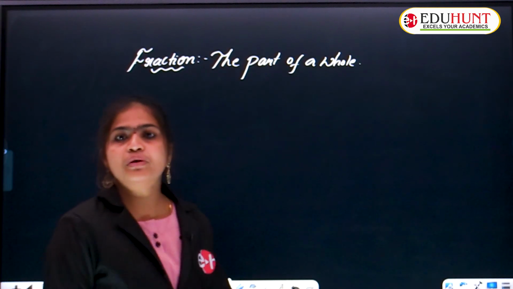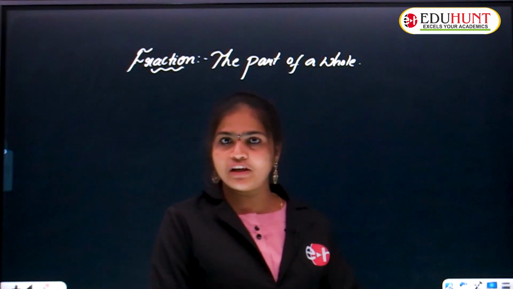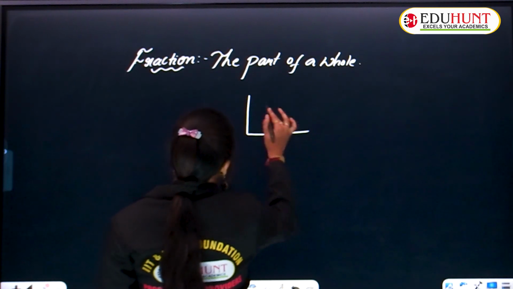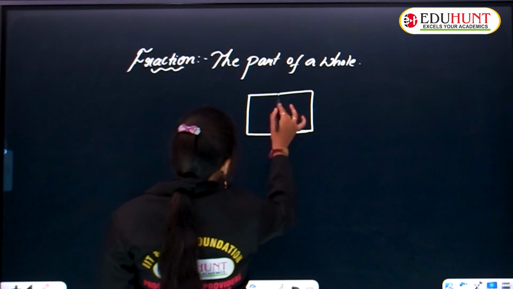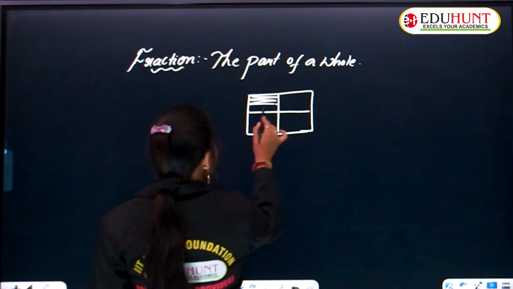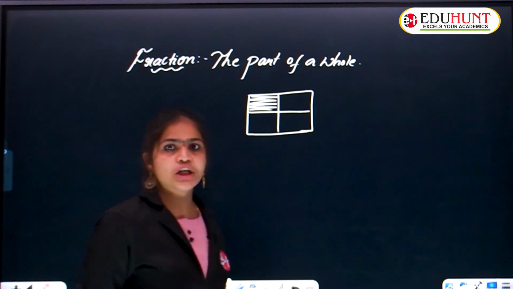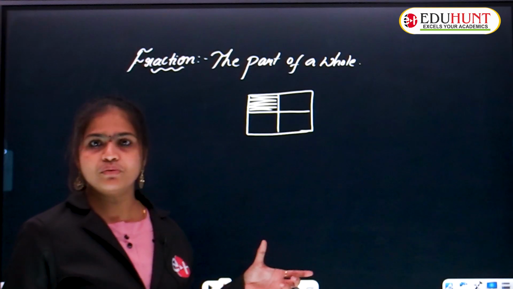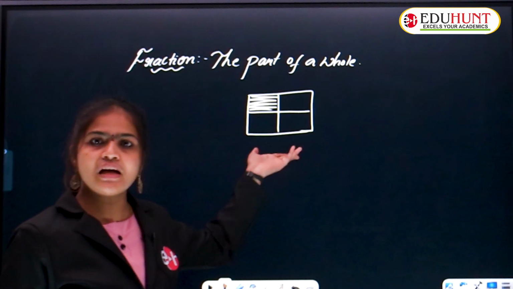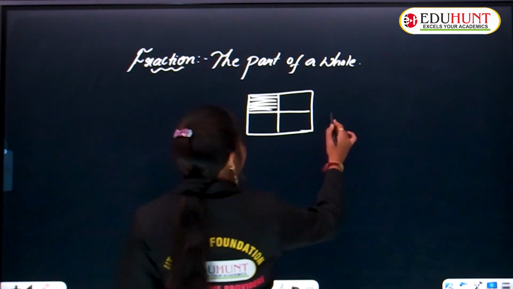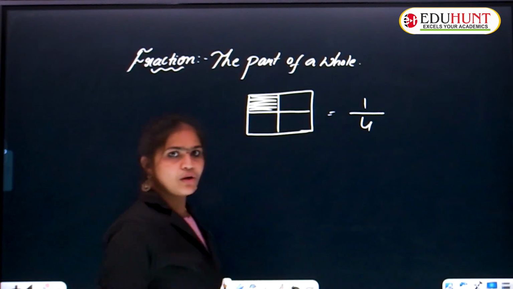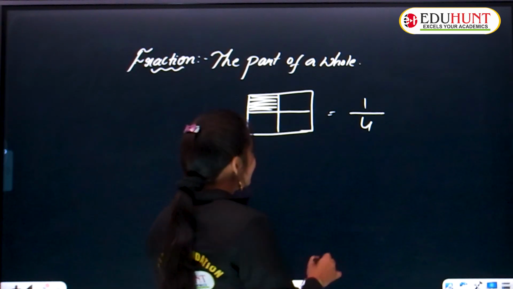And we know how to write a fraction for any picture or any object. How can we express that? For example, here one figure is divided into 4 parts. One of the parts is shaded. Now what is the fraction for the shaded part? The shaded part is 1 and the total parts are 4. So 1 by 4 is written.